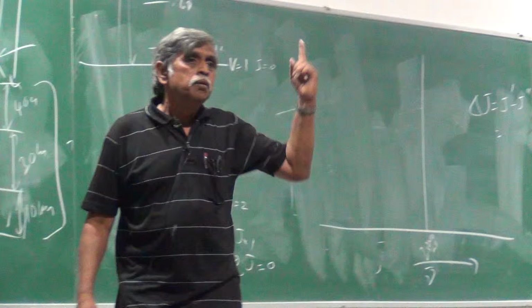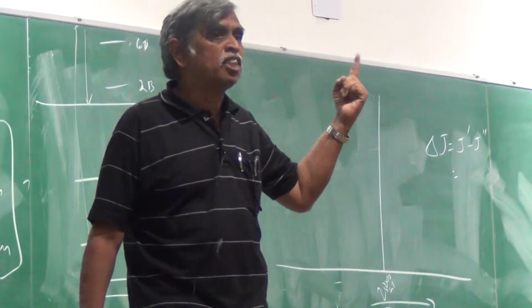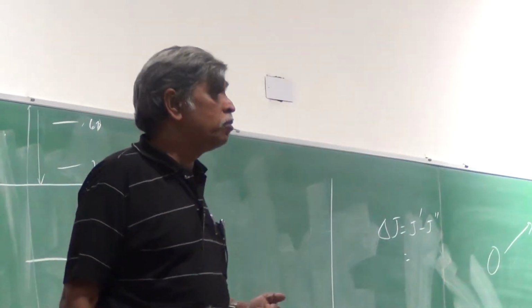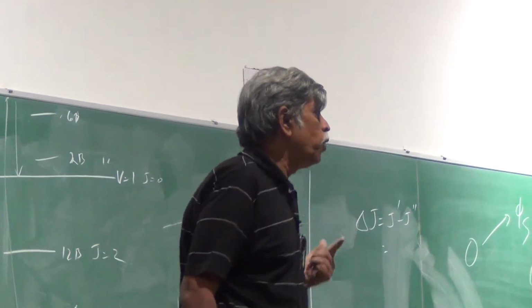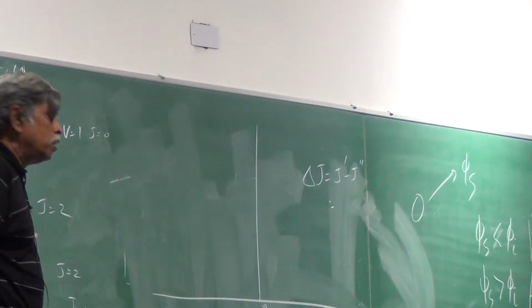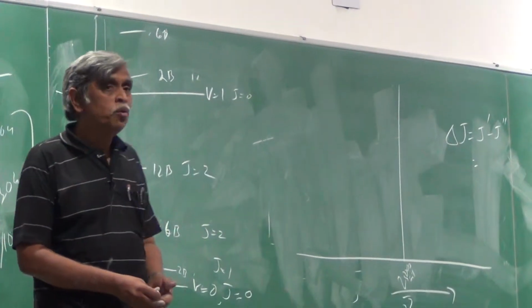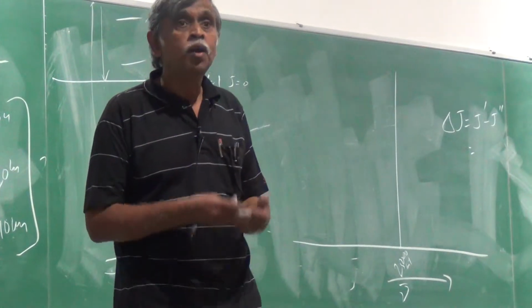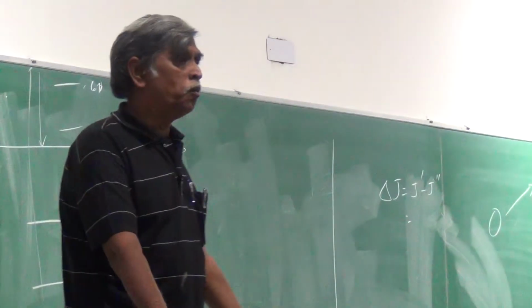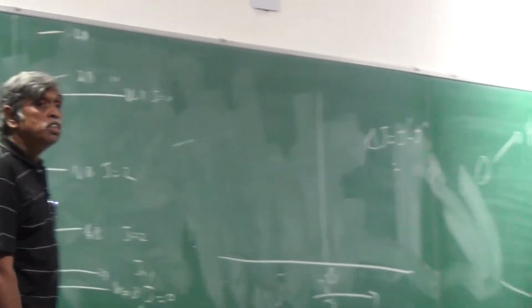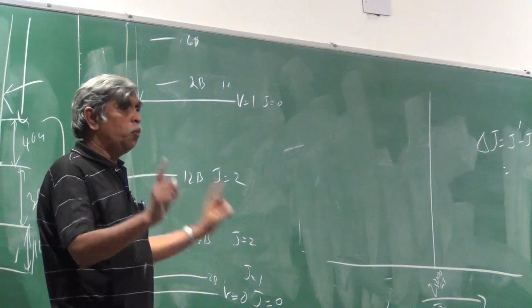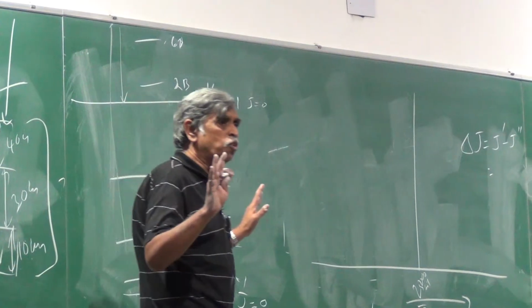Why? We had a selection rule that said delta J has to be plus minus 1. So if you start from 0, you can't end up on 0. You have to end up on 1. I don't have a problem here. I can start from V equal to 0, J equal to 0, and end up on V equal to 1, J equal to 0. Okay. And what branch is that? Q branch, because delta J equal to 0.